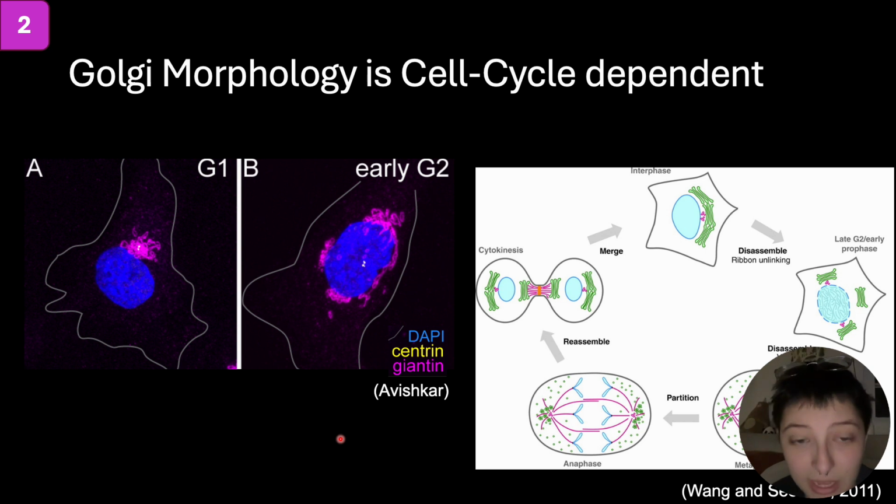And yeah, this is a little diagram that shows how the Golgi changes throughout the cell cycle. I don't particularly like this, but there wasn't really a better diagram.